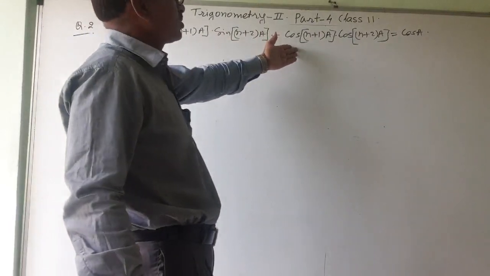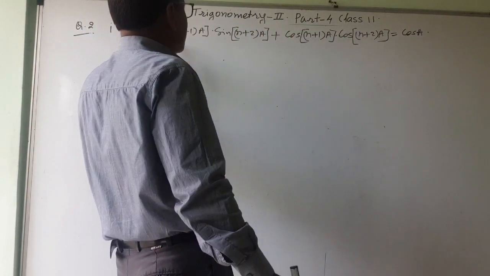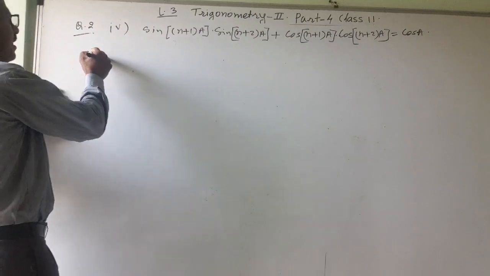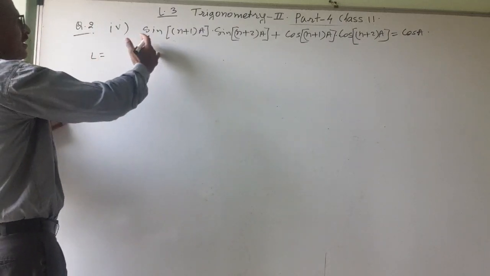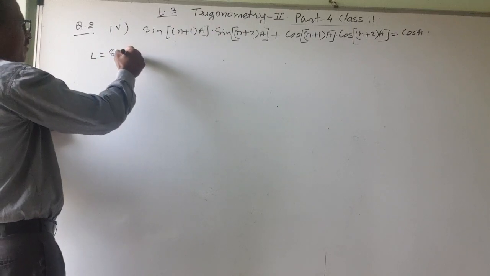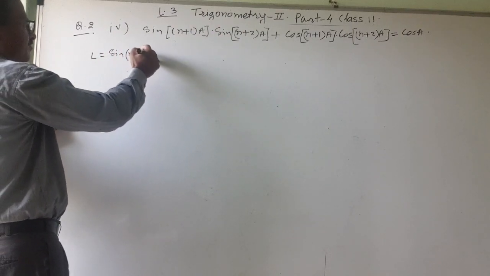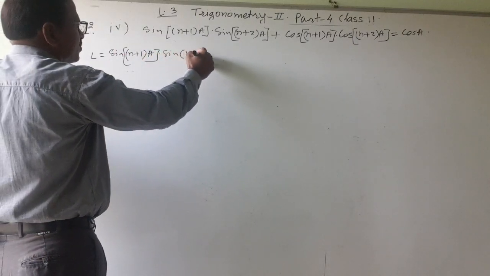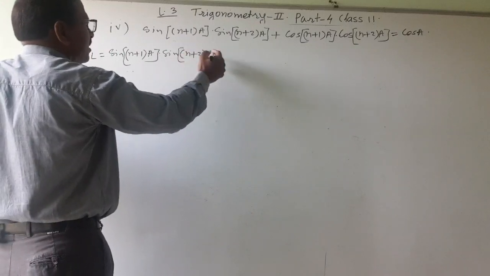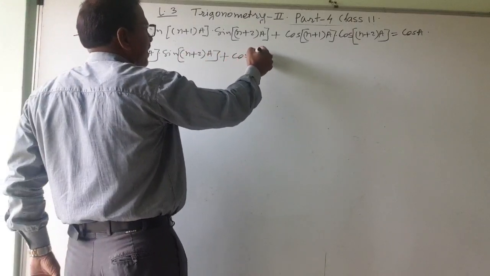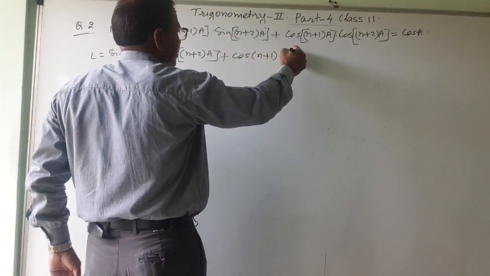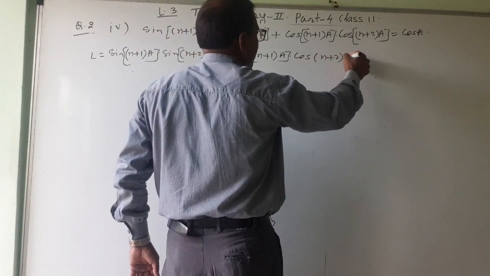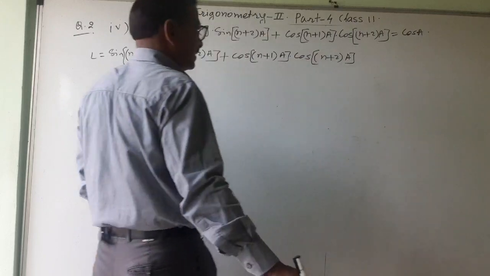This is the expansion of cos. This is a cos, and this is sin. In between there is the plus sign. We will arrange that. LHS equal to, this I will write as sine of (n plus 1) a into sine of (n plus 2) into a plus cos of (n plus 1) into a into cos of (n plus 2) into a. This is our LHS.